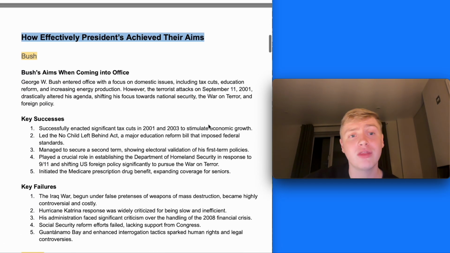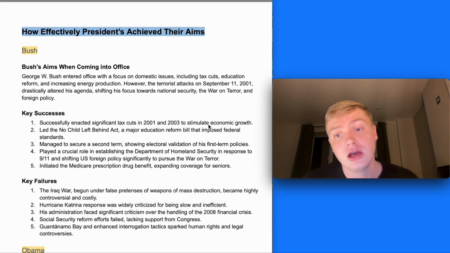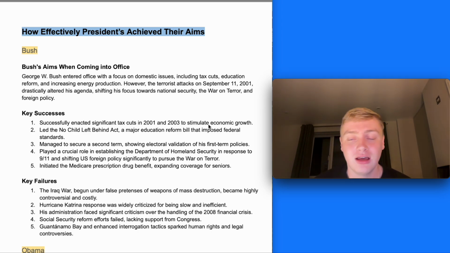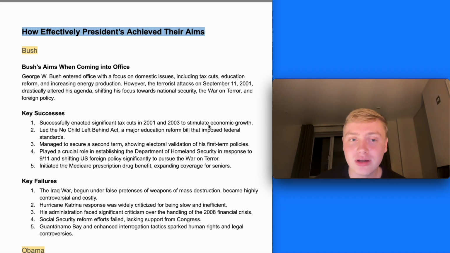So, starting off with how effectively presidents have achieved their aims, because we've looked at these 4 presidents in a little bit more detail, and in a lot more detail actually, across their presidency in the previous video, I didn't feel the need to repeat that again. So we're just going to quickly recap on their aims when coming into office, key successes and key failures.